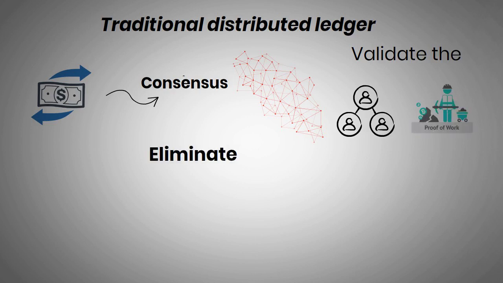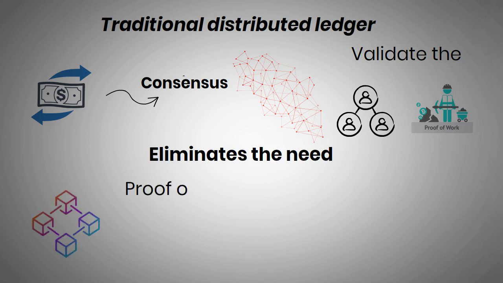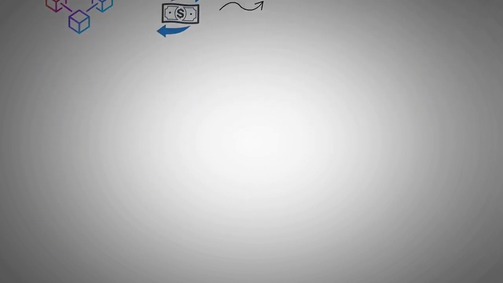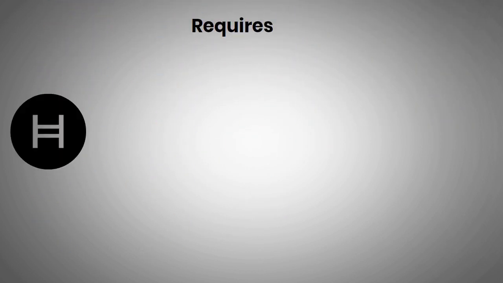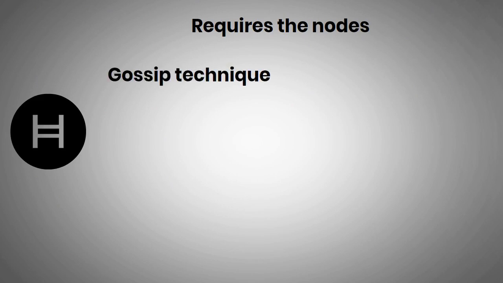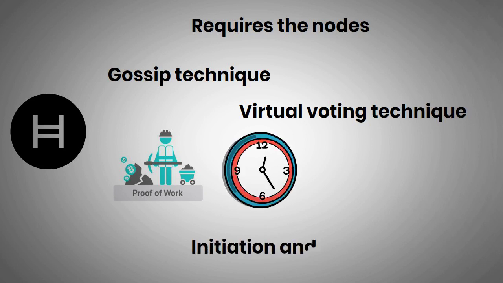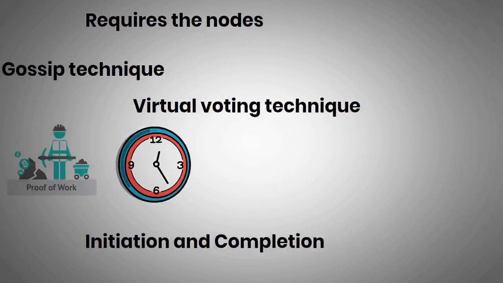This aspect eliminates the need for two things. First, traditional blockchains, which rely on proof of work, need many computations to achieve transaction success. As a result, this factor makes transactions bulky, reaching a deficient number of TPS. On the contrary, Hashgraph only requires the nodes on the network to achieve consensus through gossip about gossip technique and virtual voting technique. Interestingly, these techniques do not require proof of work to validate transactions. As a result, there is little time between the initiation and completion of a transaction.